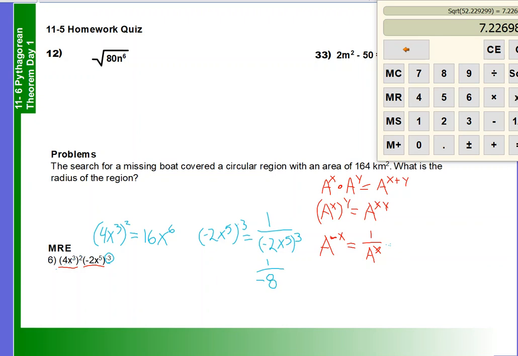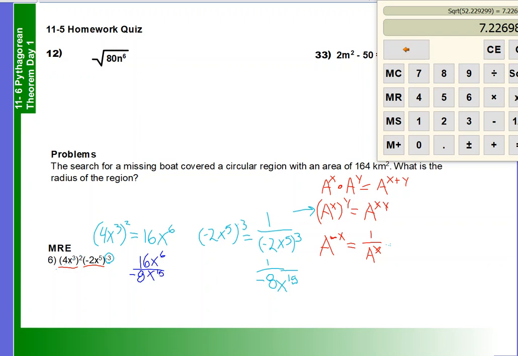Oh, that's nice because we have a 16 in the numerator. And then x to the fifth to the third, we multiply the exponents just like it says here. And so we're going to end up with x to the 15th. And so, let's put these two pieces together. We have 16 x to the 6th divided by, because this is a fraction now, right? Negative 8 x to the 15th.